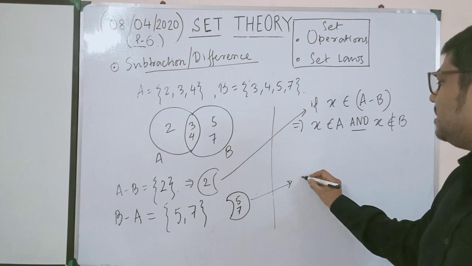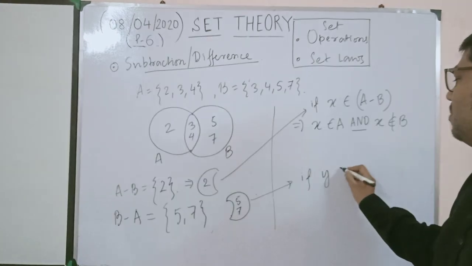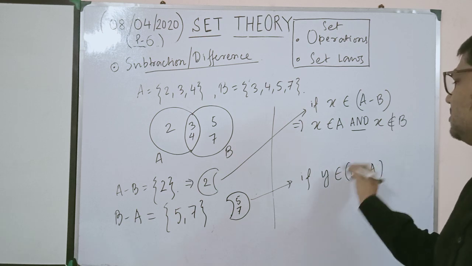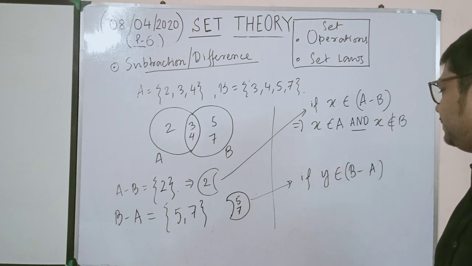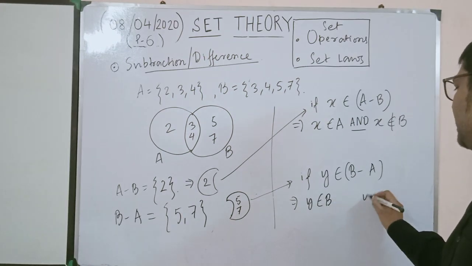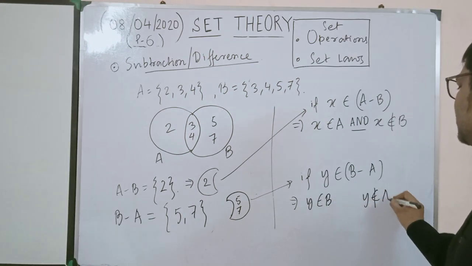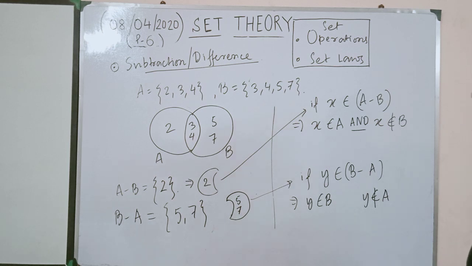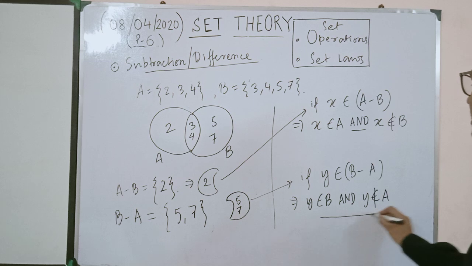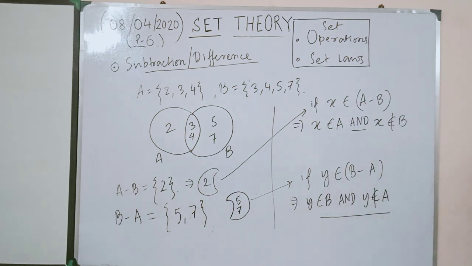Similarly, if you write y belongs to B minus A, it has to be something like y belongs to B and y does not belong to A. Does not belong to means it's not in A. So it should be connected by AND. Okay.